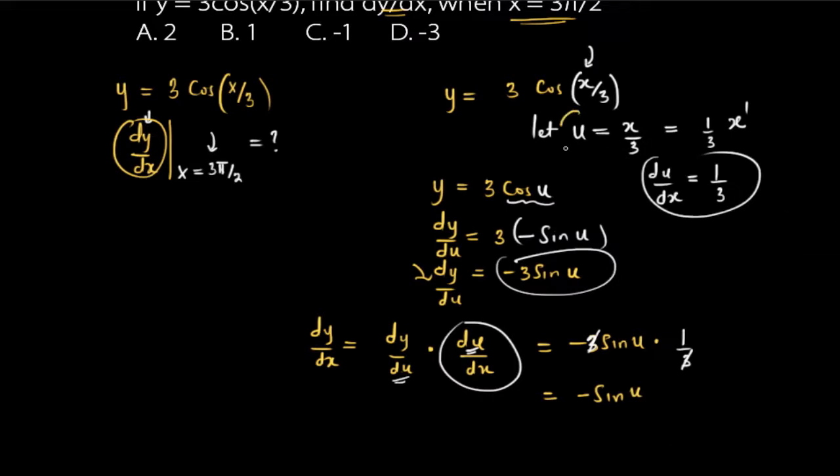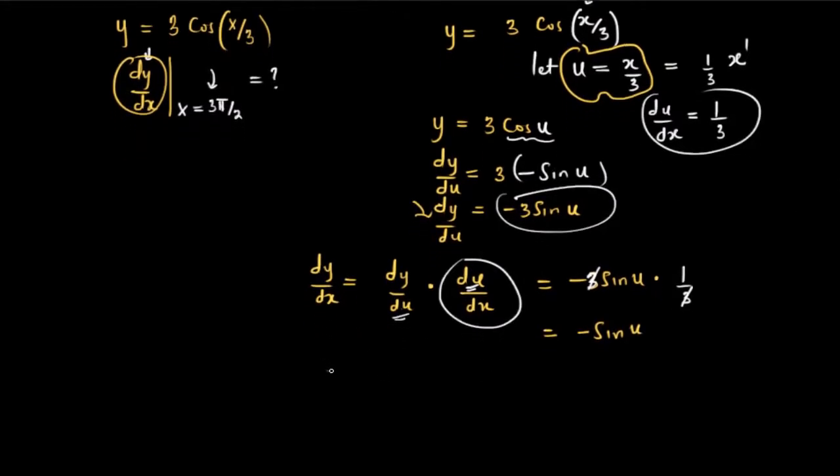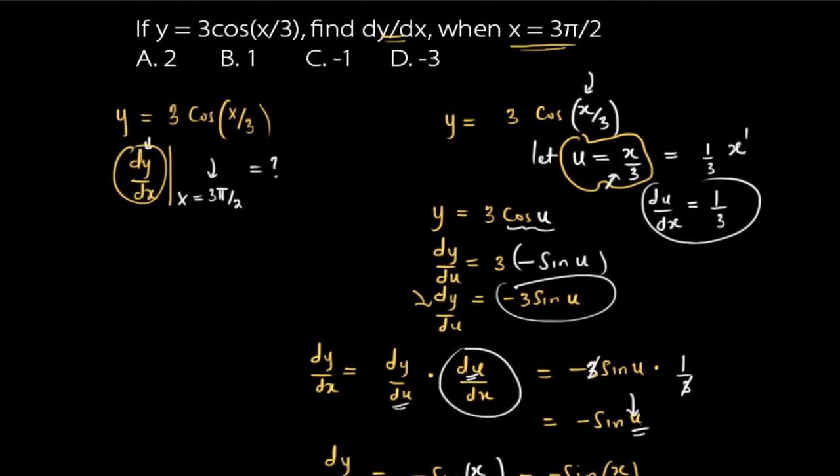We recall that u is x all over 3. So my dy/dx is negative sine of, making the substitution, x all over 3. So dy/dx is negative sine of x all over 3. But it doesn't stop there.